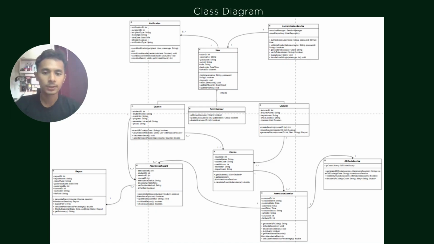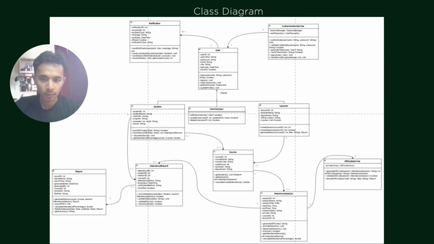Okay, now we'll be showing you the class diagram. For this class diagram, we have a superclass and subclasses. The superclass is the user, and the subclasses are student, administrator, and lecturer. This shows how the system flows. The user has notifications, and the student can record attendance, which creates an attendance record, and the attendance record can make a report.